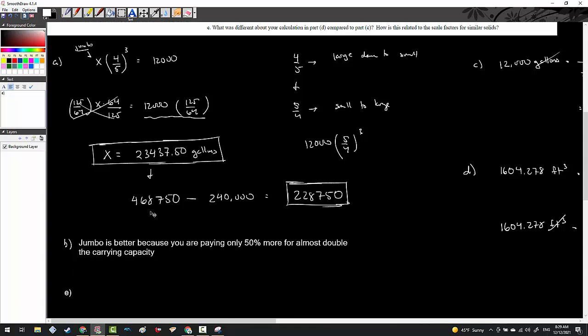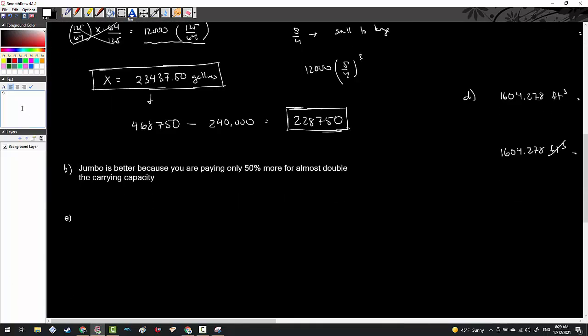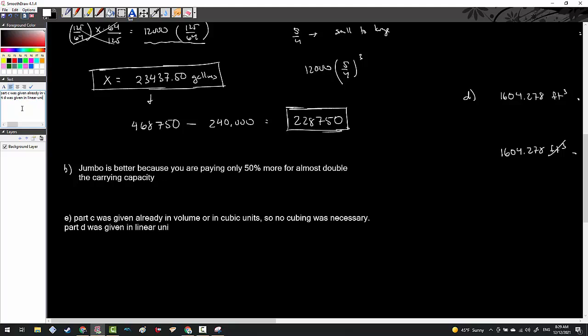Go down here. Part C was given already in volume scale factor, or in cubic units. So no cubing was necessary. Part D was given in linear units. So we had to cube them before converting.